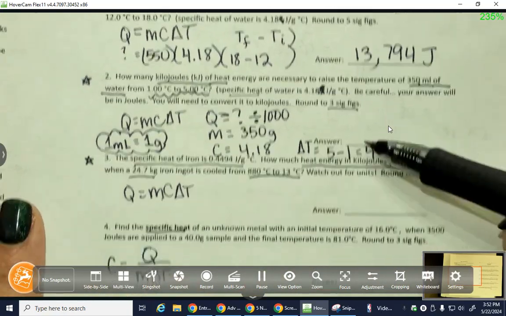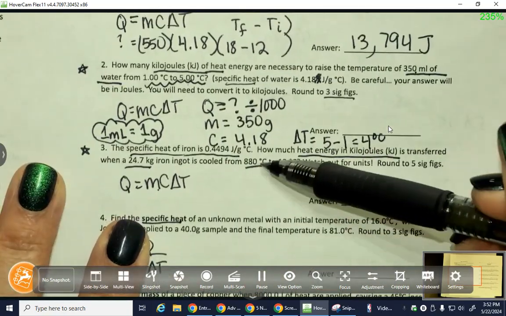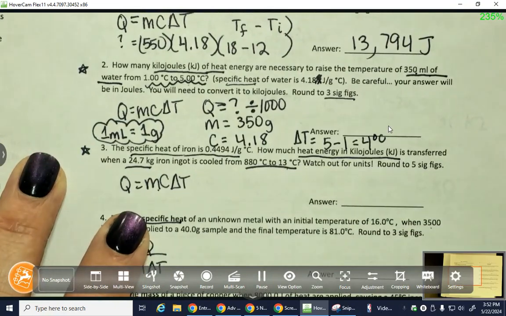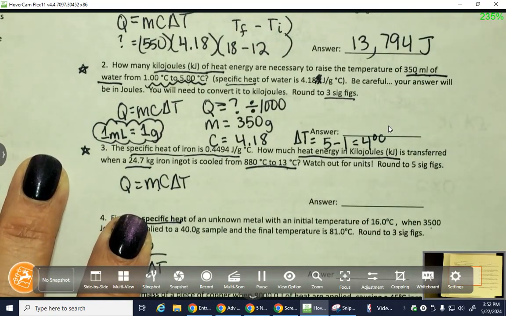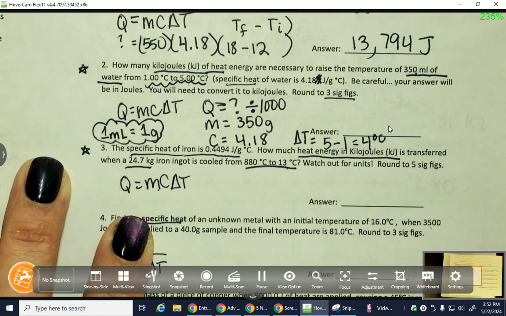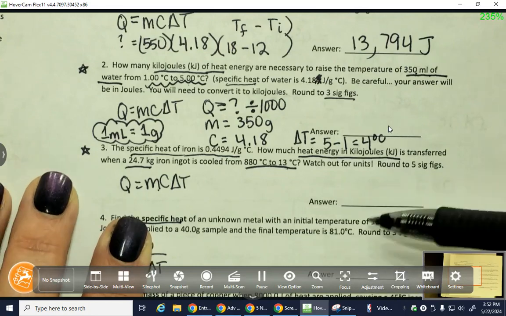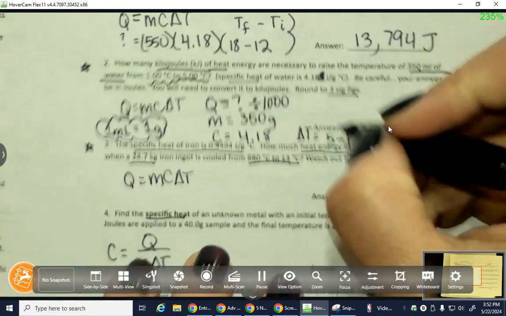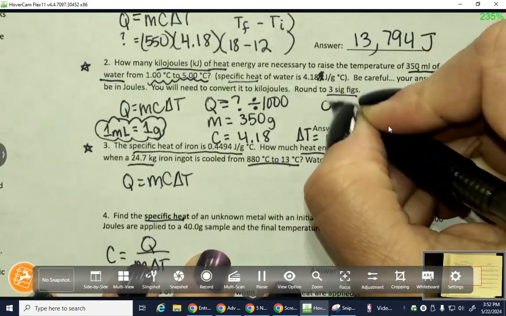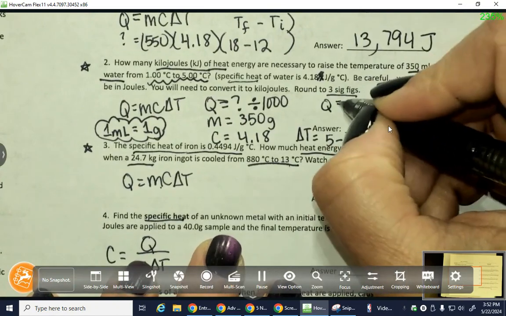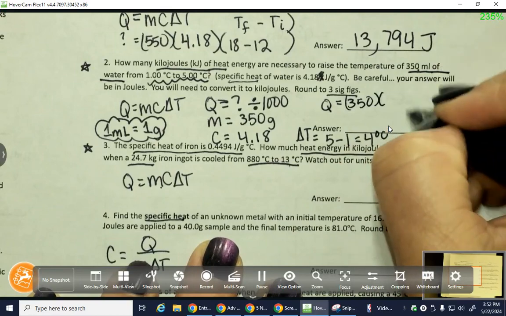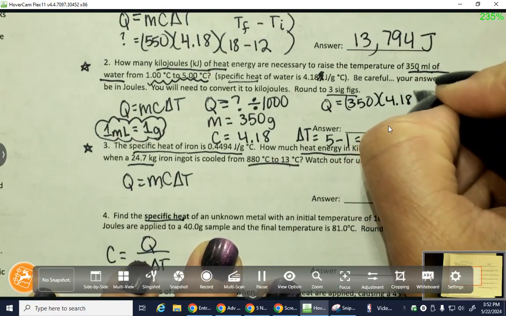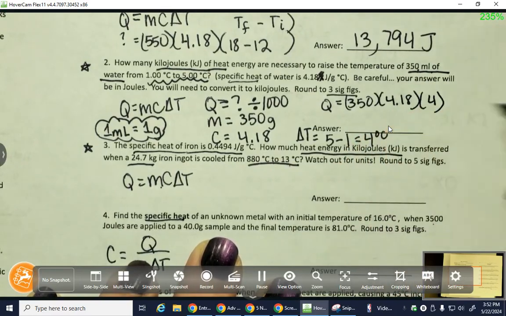Just to give you the heads up, look at number 3. That one's going from 80 to 13. Is that one going to be a positive delta T or a negative? That one's going to be a negative delta T, okay? So negatives exist. All right, so knowing those different things, we have Q is equal to 350, and we're going to go ahead and multiply that by C, delta T.